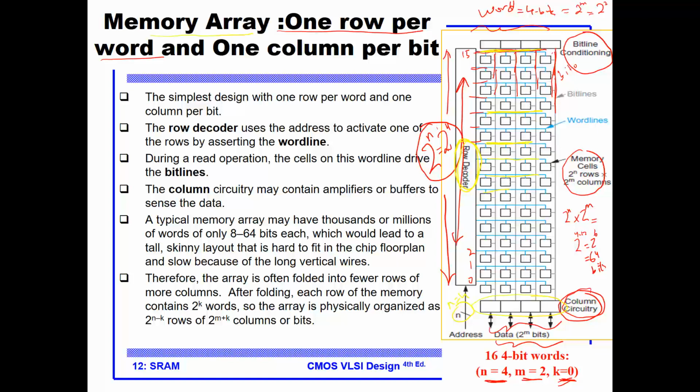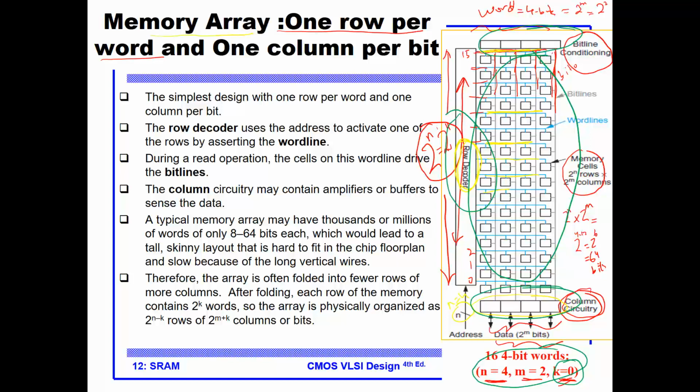First of all, you have the array itself, that's one part. You have the decoder. You have the bit line conditioning, and you have the column circuitry. And you have to understand how these parameters play in this picture here, especially this folding k factor.